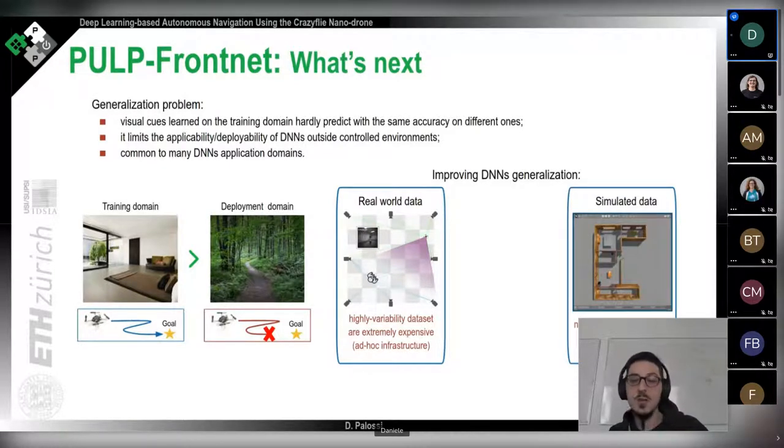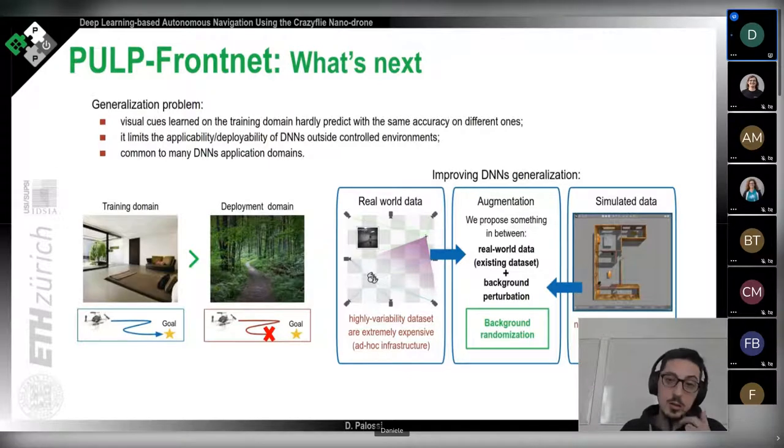The other extreme edge is simulated data. With simulation, we can simulate a lot of places with less effort, less time. But once again, it is not really perfect, this solution, in particular if you think about human behavior, how to simulate the movement and the interaction with the drone, even if you can do quite a lot of different places. But what we did was something in between, actually. Basically, we started with the real-world data, and then we introduced the perturbation of the background, so kind of simulation, in a sense. And this is done with the technique called background randomization.